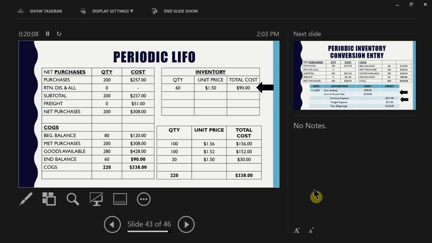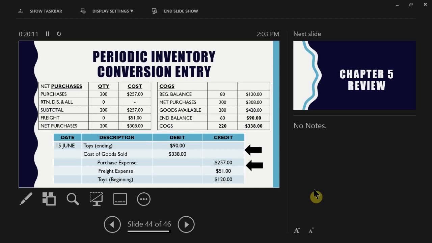Yes. Okay? Once again, because we reached the end of the period, it's June 30th. So therefore, I should have an ending inventory and a beginning inventory. So in this context, I should be transferring over my ending inventory right here. That always comes first. And then I'm going to be transferring over the cost of goods sold. At the same time, I'm going to be zeroing out my purchase expense, my freight expense, and zeroing out my inventory from the very beginning. Okay? And these should match at the end of the day.